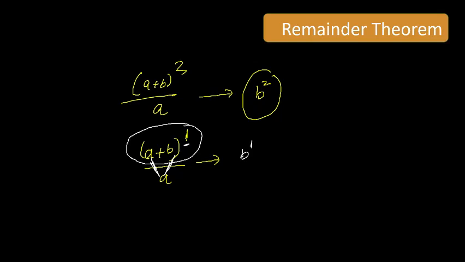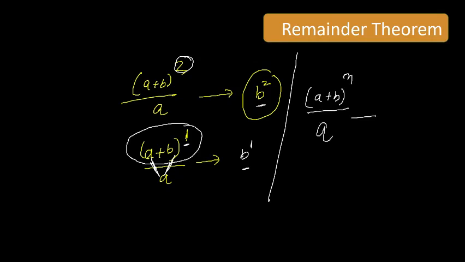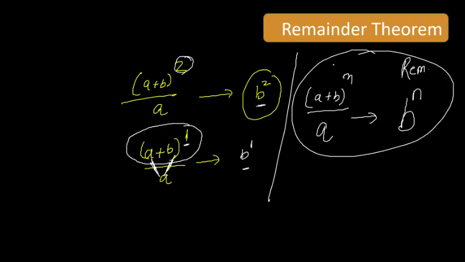Now, if your power is 1, you are getting 1 here. If your power is 2, you are getting 2 here. So can I say the final conclusion that (a plus b) raised to the power n when divided by a will give you a remainder b raised to the power n? Can I write this? Is it clear? (a plus b) raised to the power n when divided by a, remainder is b raised to the power n. Note it down. That is called the remainder theorem.